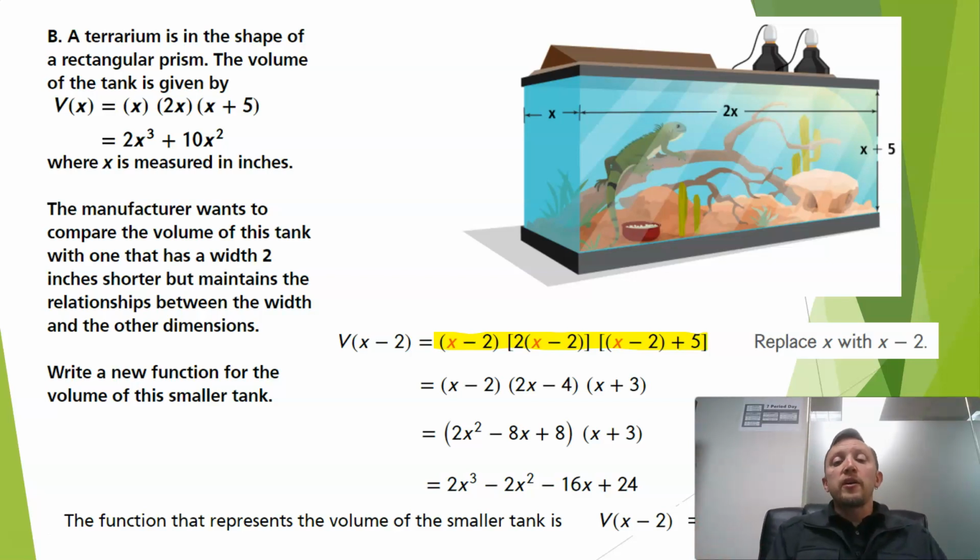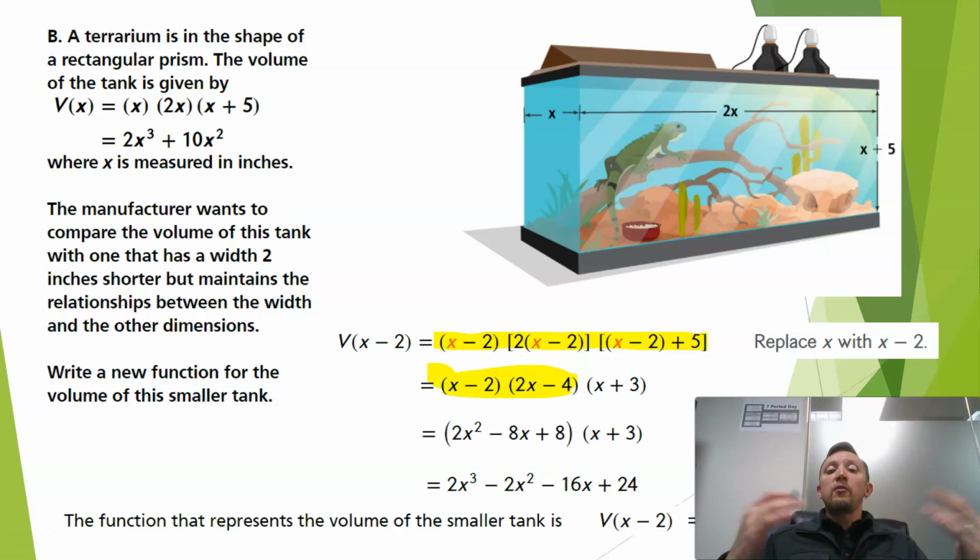So here's what they're doing. They're multiplying the x minus 2 times 2x minus 4 first. And when they did that, they got 2x squared minus 8x plus 8. So you could FOIL that, or you can use the box method. Either way, you get 2x squared minus 8x plus 8.